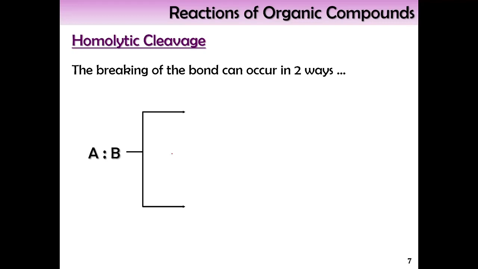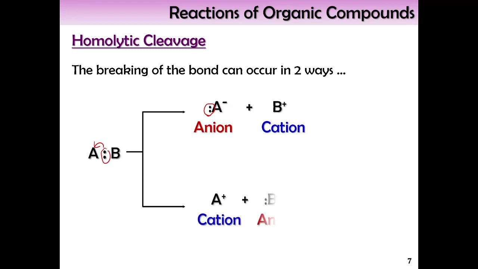The breaking of the bond can occur in two ways, where A gets the electron pair, or B gets the electron pair. As you can see here, B gets the electron pair. This depends on which one is more electronegative. For the first one, A is more electronegative, so it gets both of the electrons. And here B is more electronegative, so it gets both of the electrons.